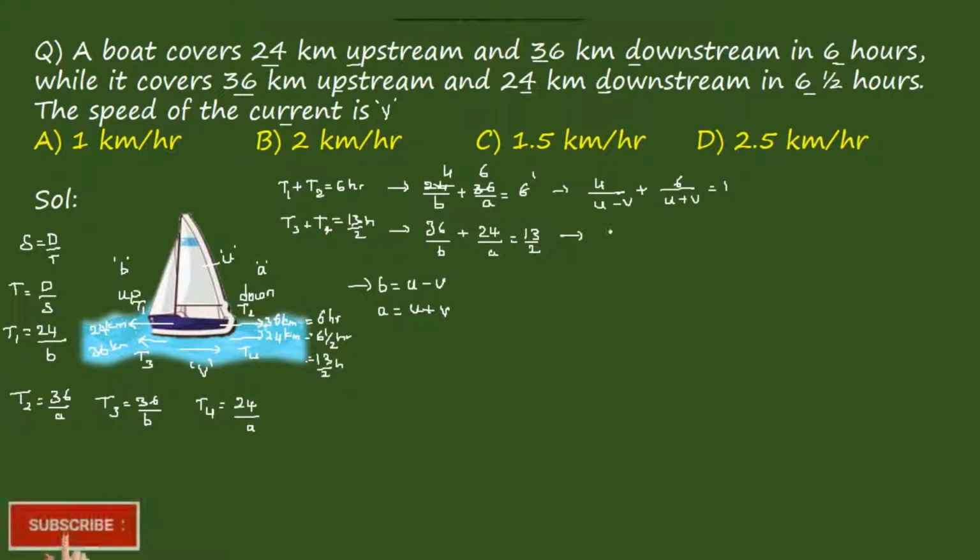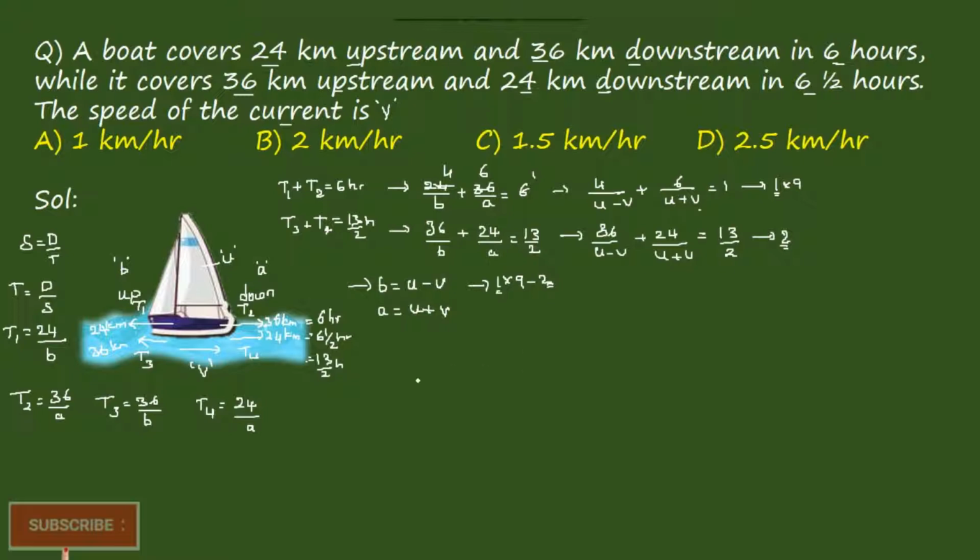The other equation we get is 36 by U minus V plus 24 by U plus V is equal to 13 by 2. We will be substituting these two equations. Consider this one as 1 and that as 2, and we will be finding the value of V. First, multiply the first equation by 9 and subtract it from the second equation.